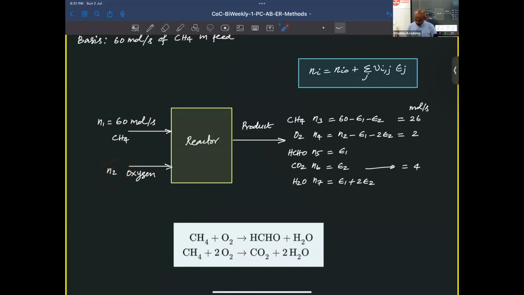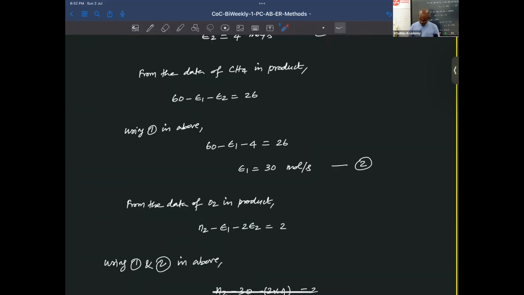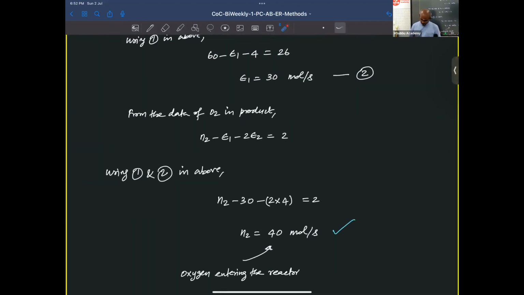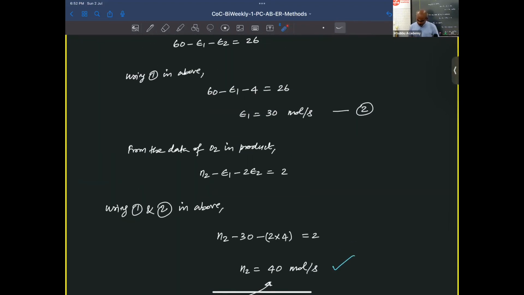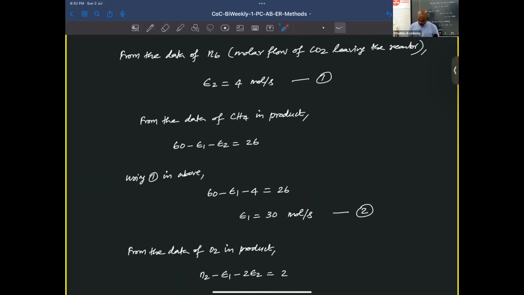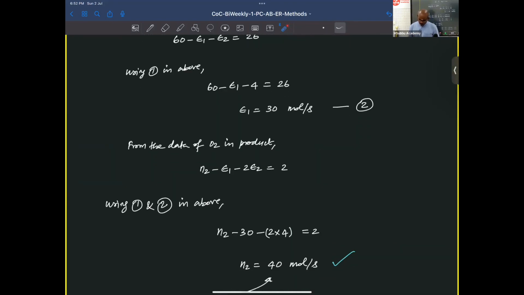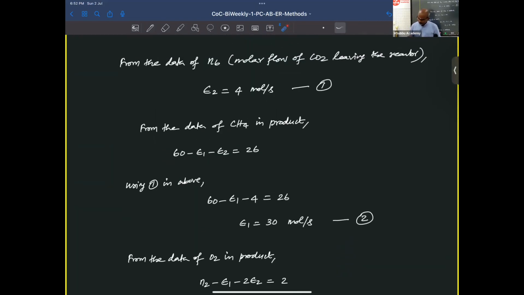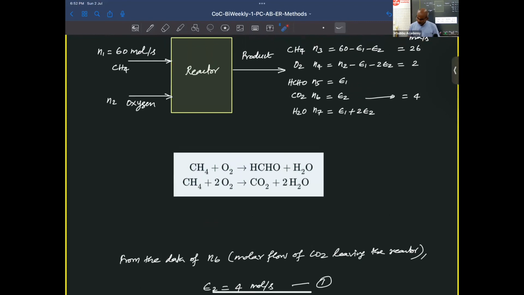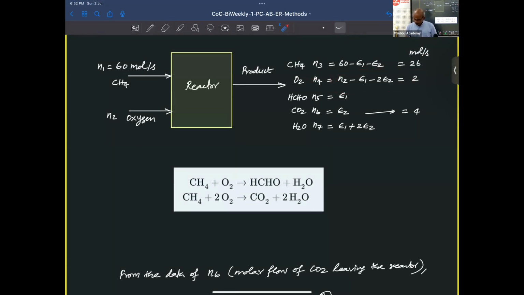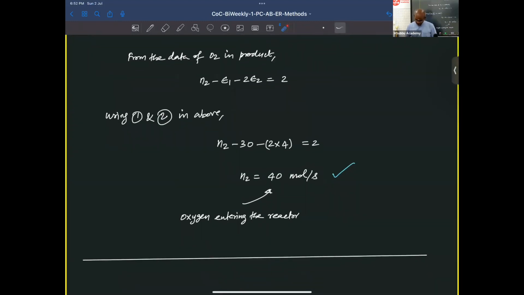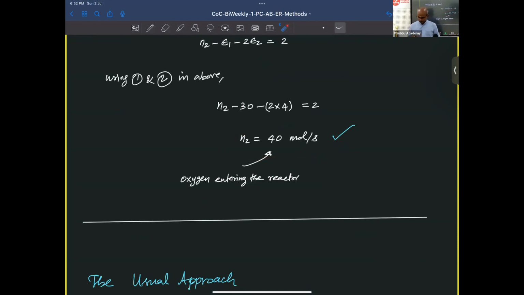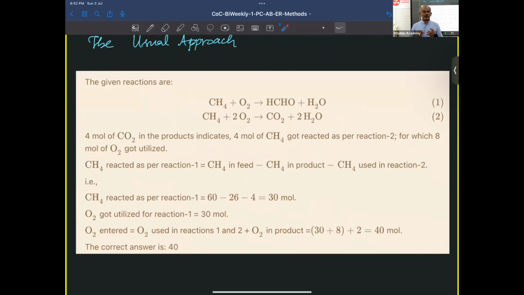What is N2? How to get N2? You can directly solve this equation now. E1 and E2 are available, so you can directly get the value of N2. From the equations above using CH4, CO2 and O2 in the product, there is this equation: N2 minus E1 minus 2 E2 equal to 2. Here we substitute E1 and E2, and directly we get N2, which is 40 moles per second.